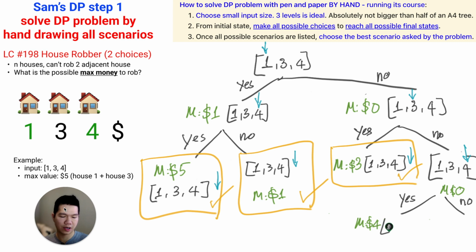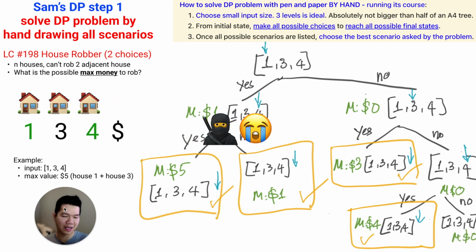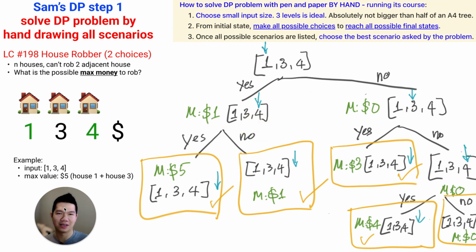And we also run out of houses to wrap, so this is actually one of the base cases. The last scenario is we're at house 3 and we decide not to wrap. That means we have no money from house 3 and we also run out of houses to wrap. That is a sad day for the wrapper, but it's also a scenario that can happen, and that is also one of our final states. Now we have all possible scenarios listed in front of us.